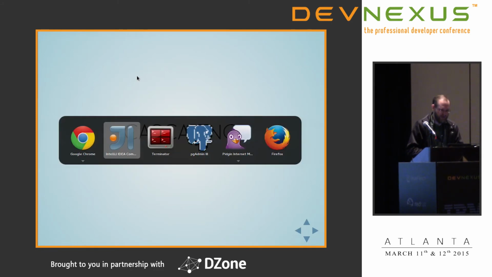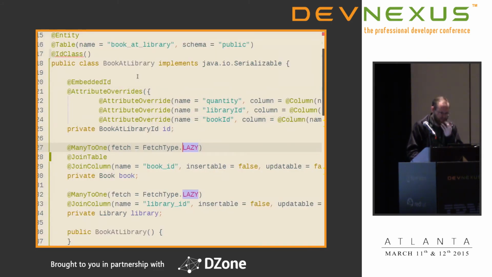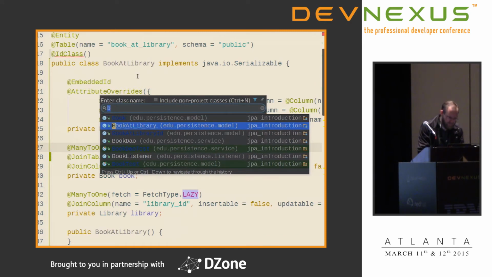Cascading. I do have cascading. Where do I have cascading? It's in the Library class, I believe.